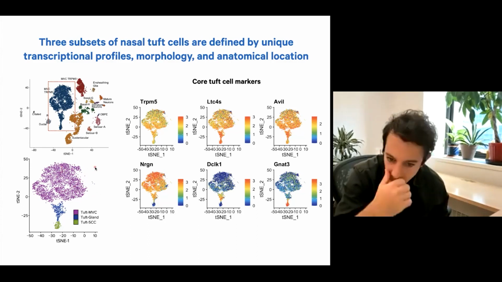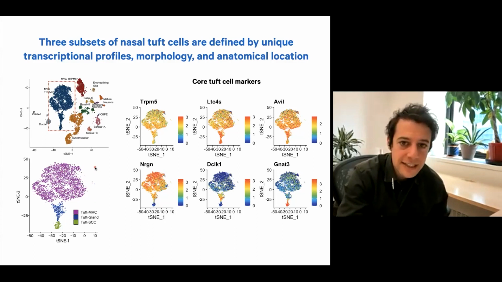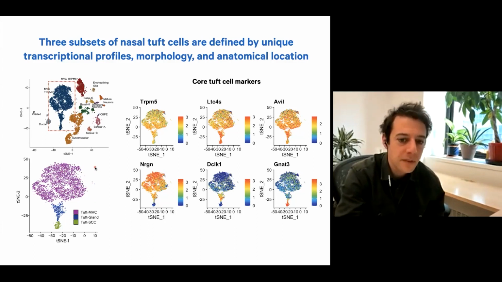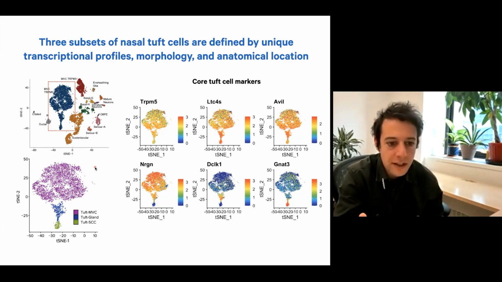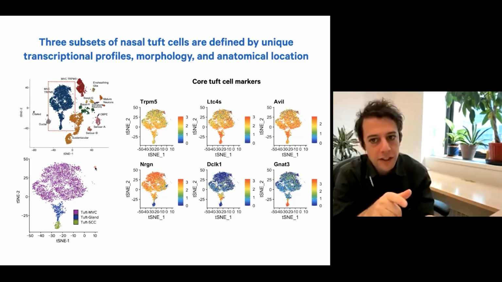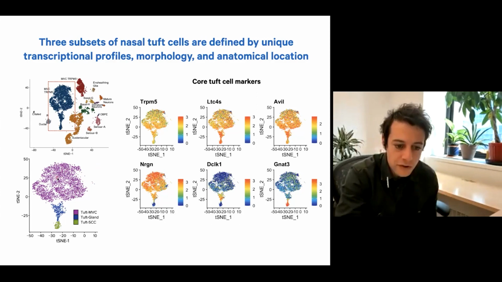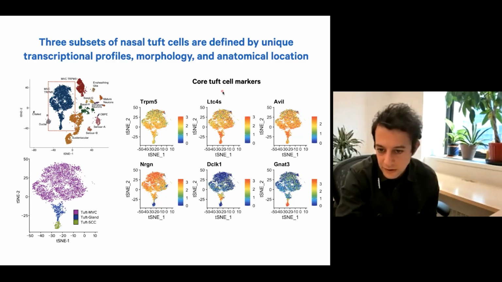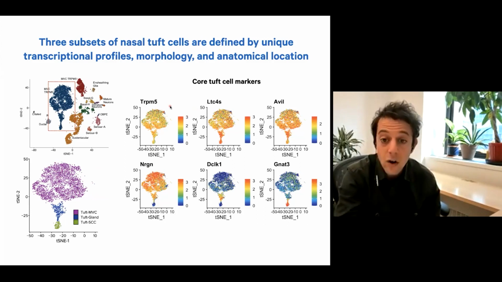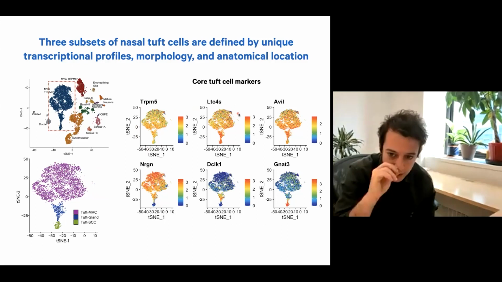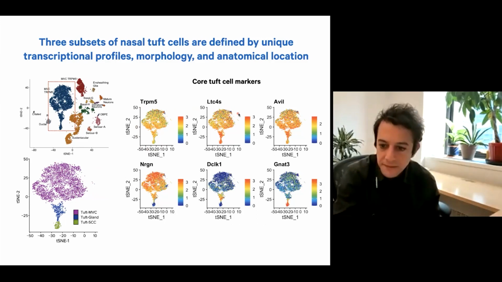And what I'll show you over the next few slides is that they're actually defined by not only unique transcriptional profiles, but also by differences in morphology and anatomical location within the nasal mucosa. So the most common subset, I guess I'll begin by saying that all 3 of these subsets express core tuft cell markers. So TRPM5 is a taste transduction channel. LTC4 synthase, as I mentioned before, is a core enzyme involved in eicosanoid synthesis.